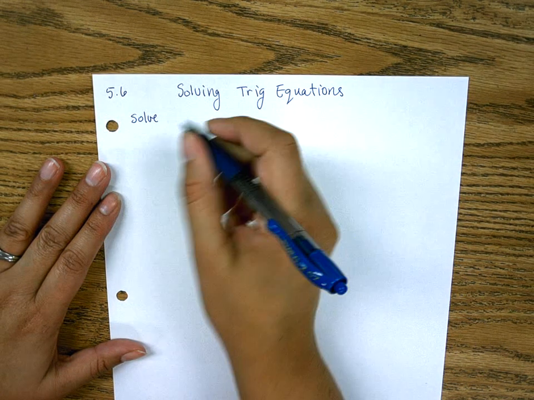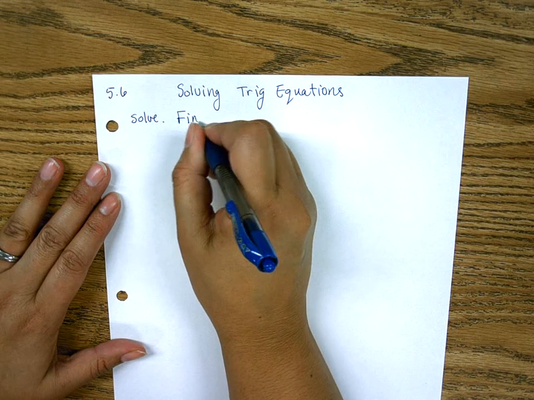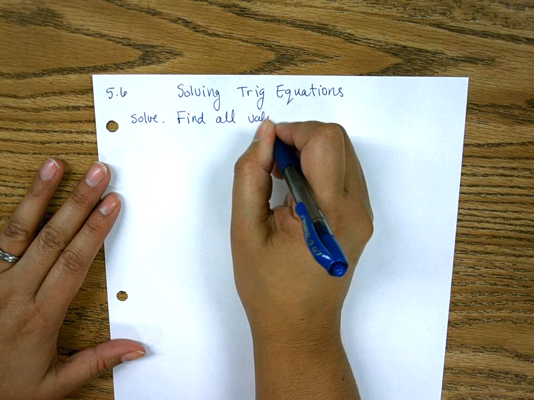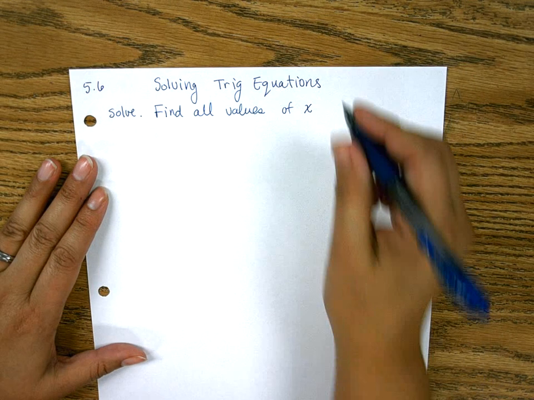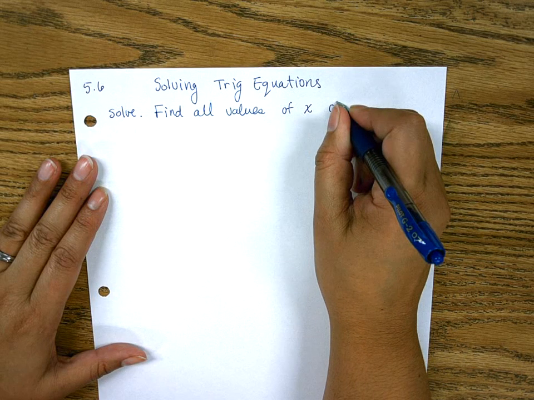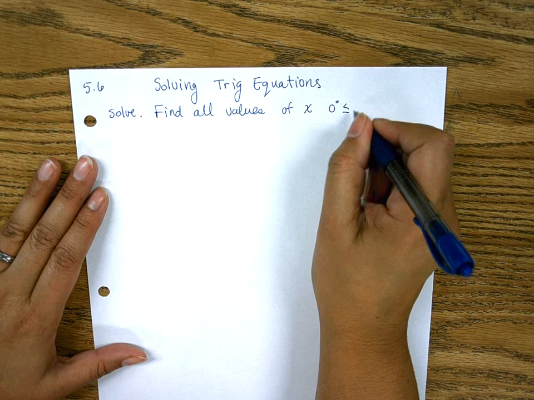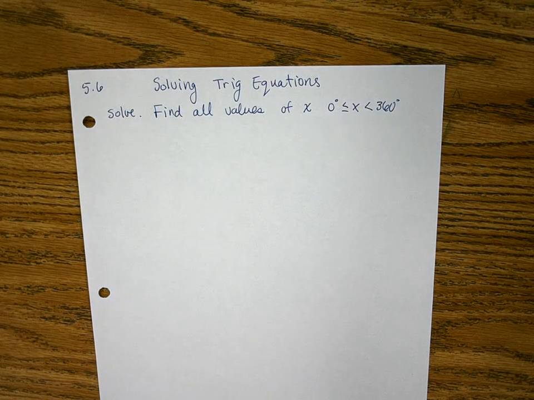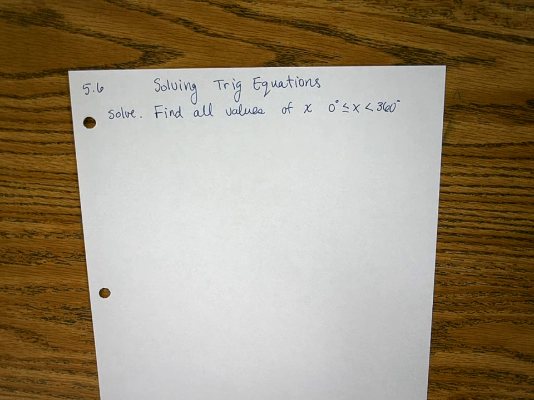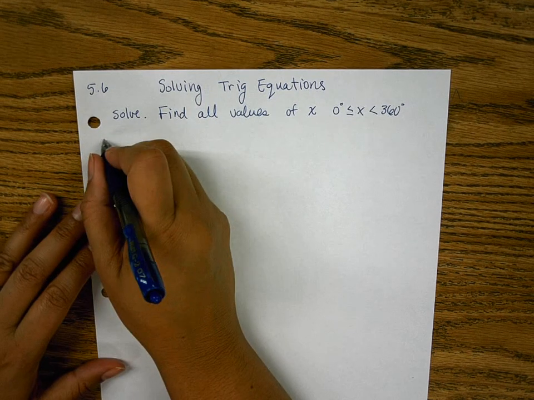Okay, find all values of x such that x is between 0 and 360. I'm going to write it like this. So this is going back to the last unit, unit 4, I believe it was. Thinking back even further, unit 3. It makes more sense if I write it down.